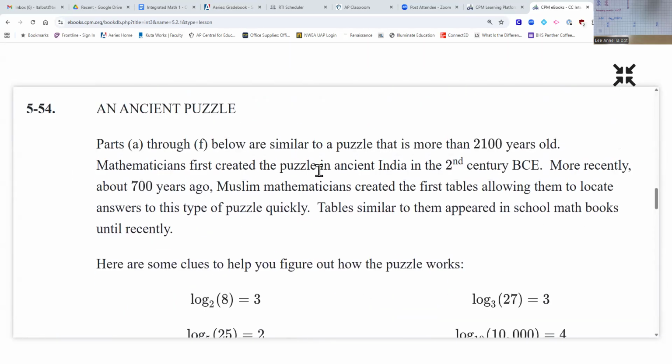Parts A through F below are similar to a puzzle that is more than 2,100 years old. Mathematicians first created the puzzle in ancient India in the 2nd century BCE. More recently, about 700 years ago, Muslim mathematicians created the first tables, allowing them to locate answers to this type of puzzle quickly. Tables similar to them appeared in school math books until recently. What happened recently? We got the calculator.